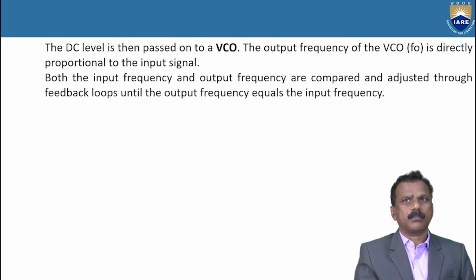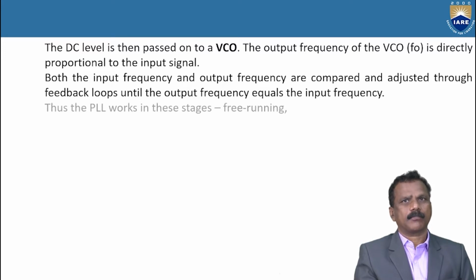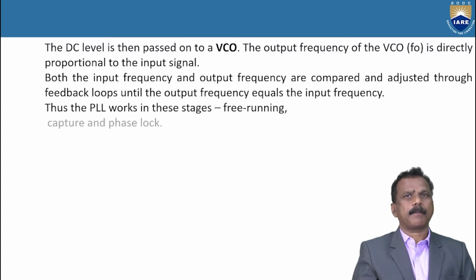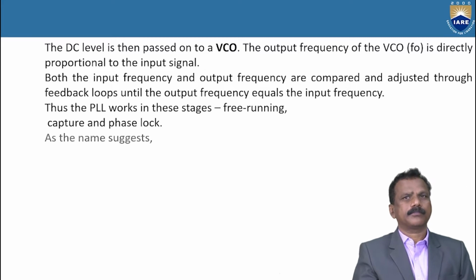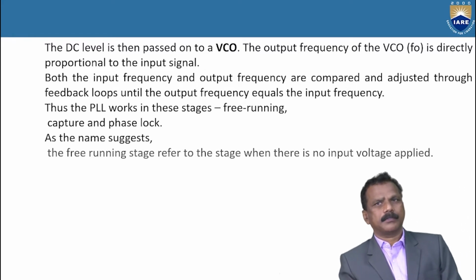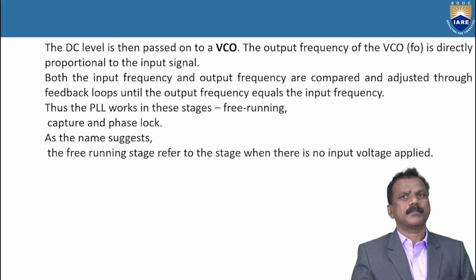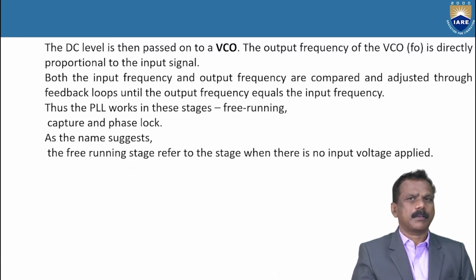Both the input frequency and output frequency are compared and adjusted through feedback loops until the output frequency equals the input frequency. Thus, the PLL works in these stages: free running, capture, and phase lock. As the name suggests, the free running stage refers to the stage when there is no input voltage applied.